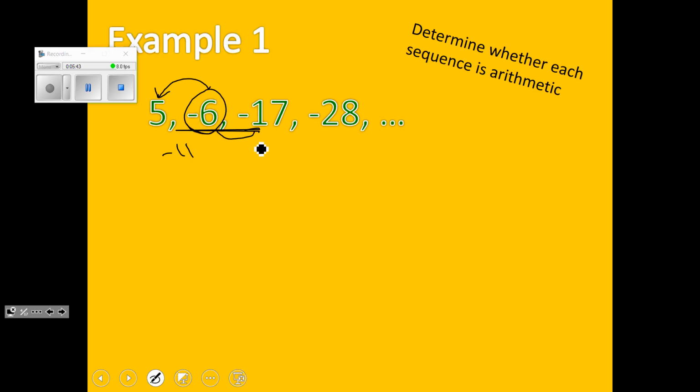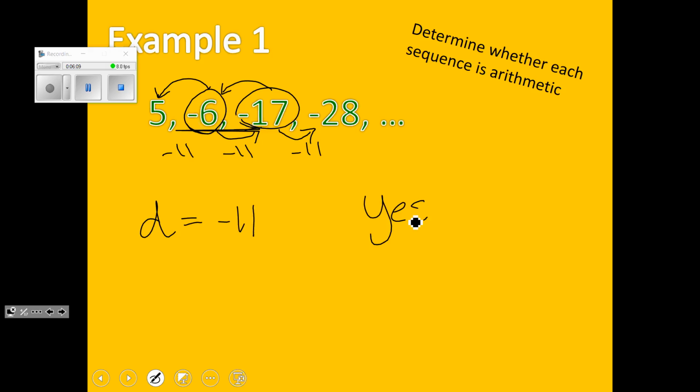Okay, same thing here. What are you adding to negative 6 to get to negative 17? Negative 11. But if you didn't know that, you could take negative 17 and subtract negative 6. And when you subtract negative 6, that means you're actually adding 6, right? And so I agree. So what am I adding there? I'm adding negative 11. So that makes our common difference, my d, equal to negative 11. And so we would say, yes, this is arithmetic. Yes, this is arithmetic.